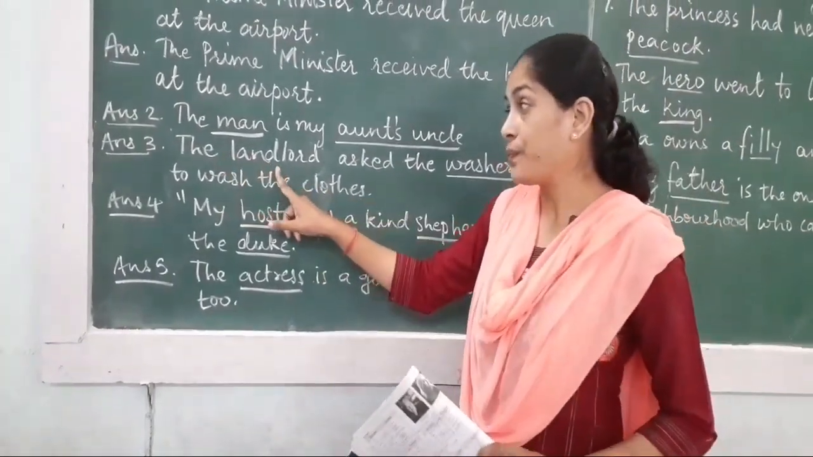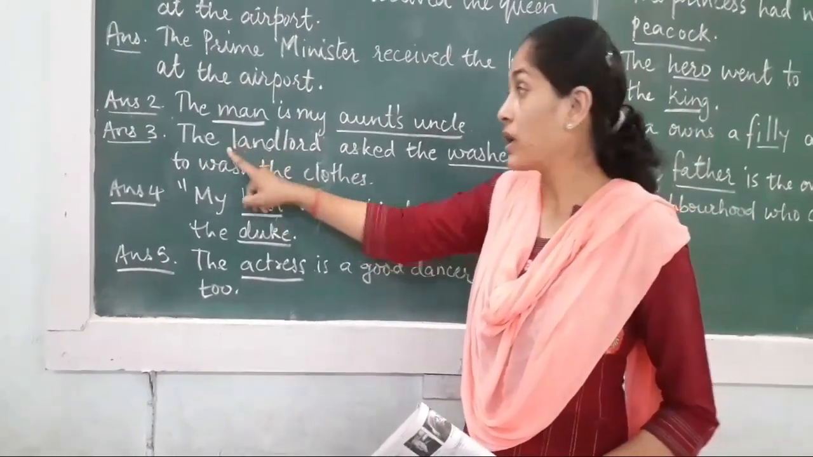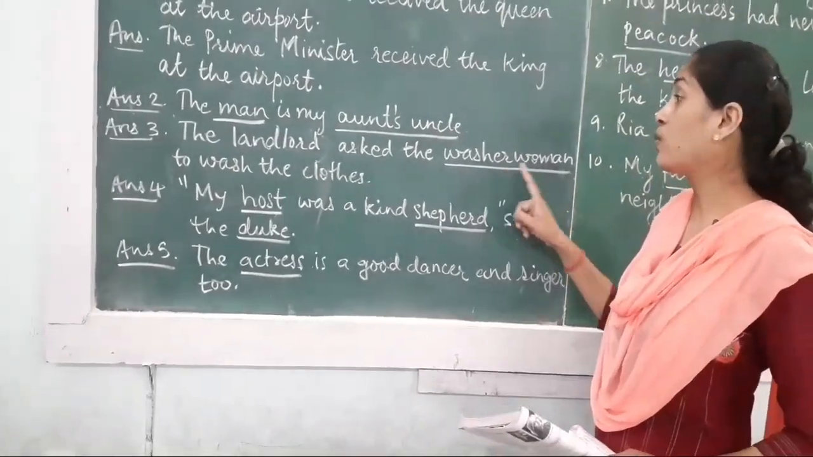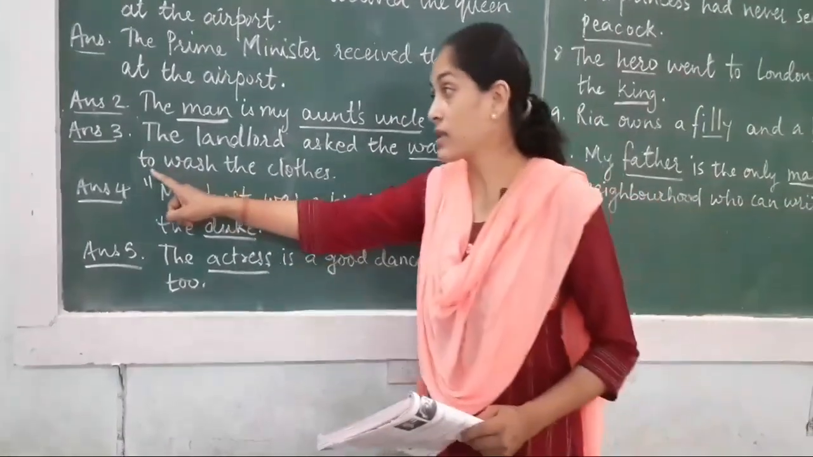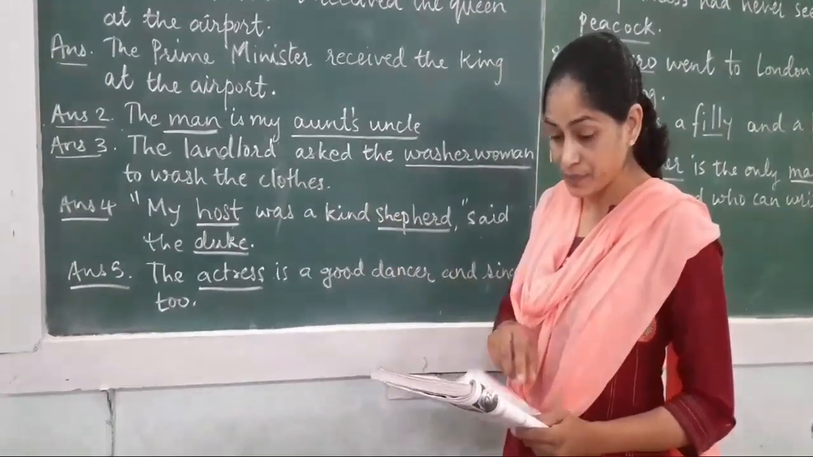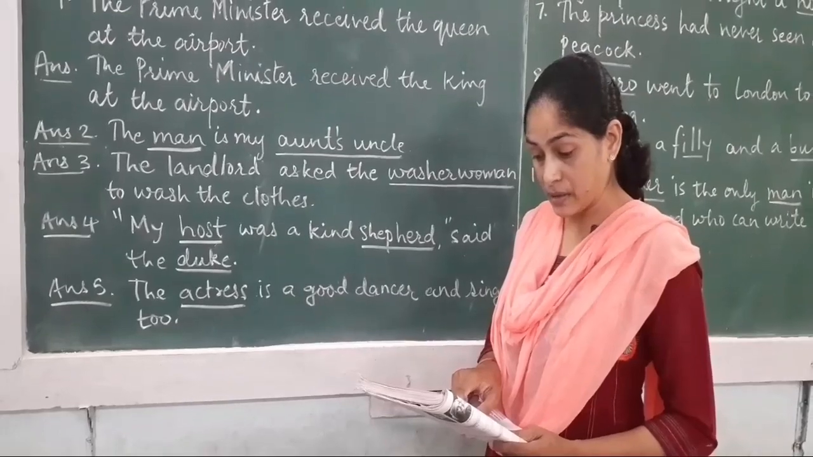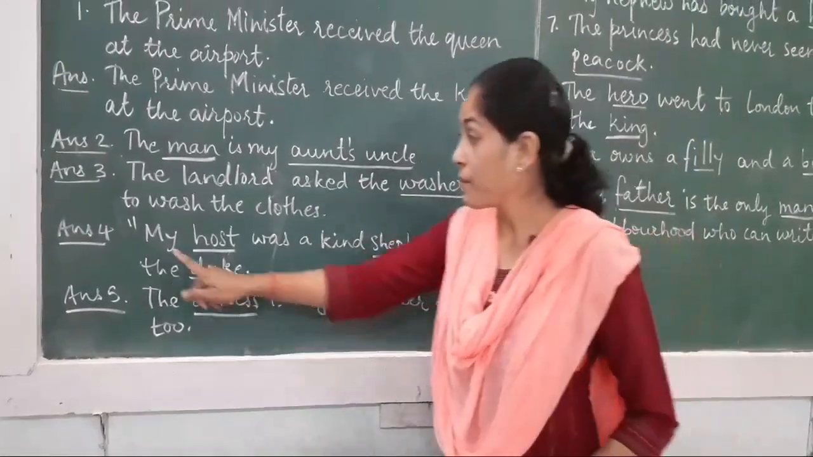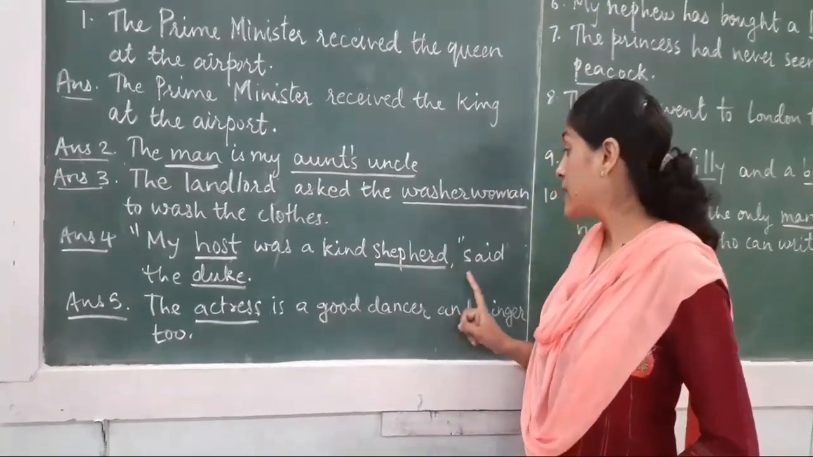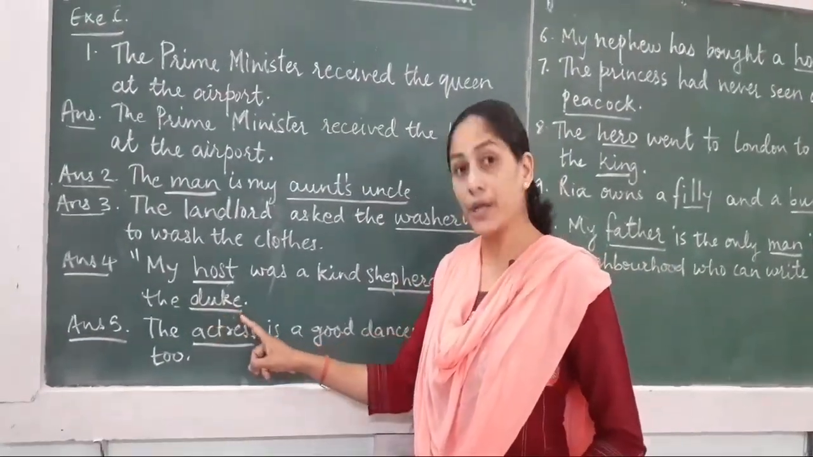The landlord. This is not given in bold, so we will not change it. The washerman is given in bold, so we will write washerwoman. Other things remain the same, to wash the clothes. Next one, my hostess was a kind shepherdess, said the Duchess. My host, it will be was a kind shepherd, said the Duke. Instead of Duchess it would be Duke.